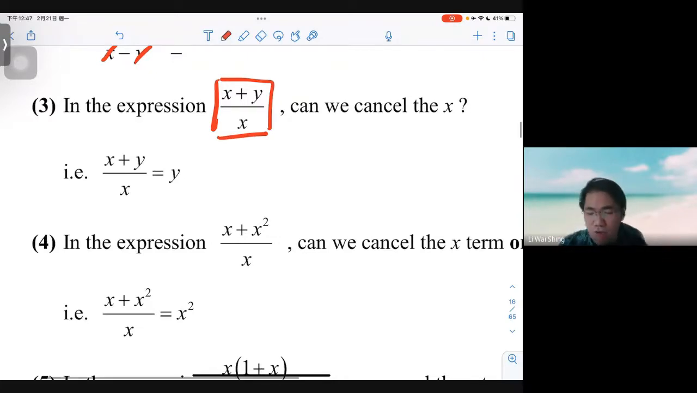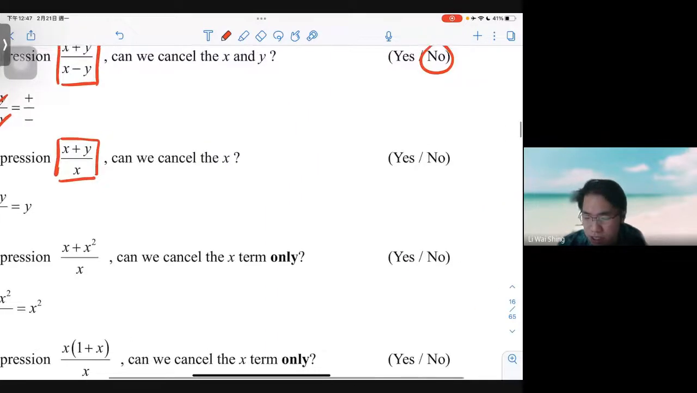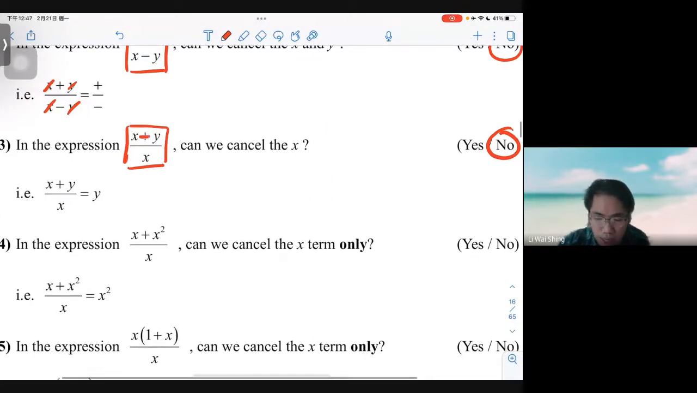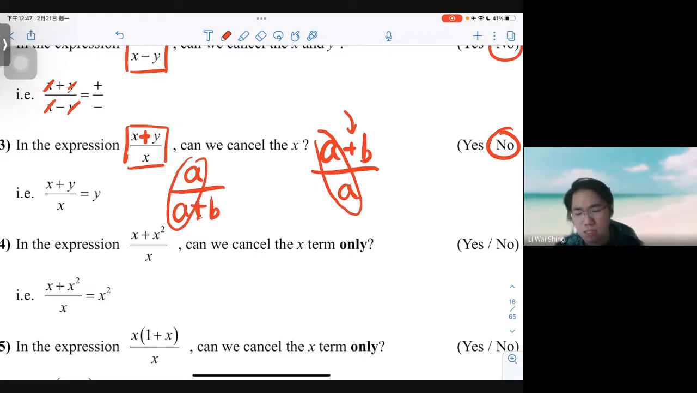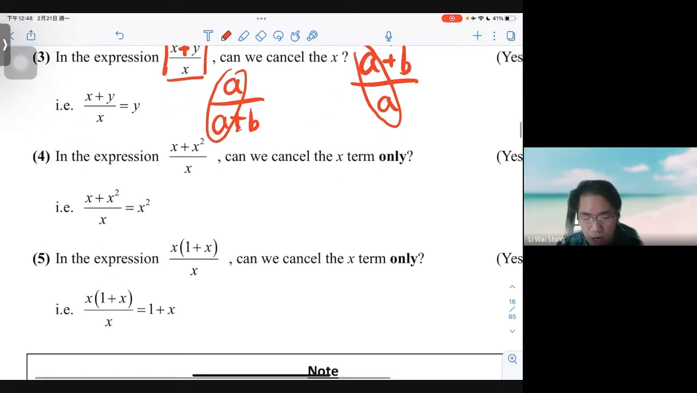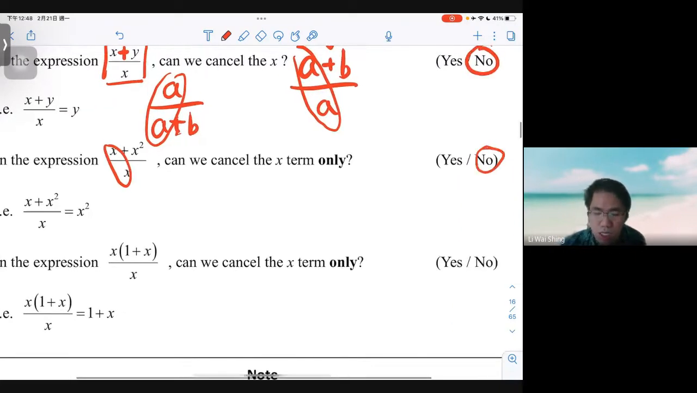I hope all of you know that we can't cancel out the x, because there is a plus sign here. When you have a plus b over a, the a cannot be cancelled out because there is a positive sign. Same for the next case, a over a plus b. The a cannot be cancelled with each other because there is a plus sign. Next one, can we just cancel out the x? Obviously not, because you can't cancel out anything when there is a positive sign.